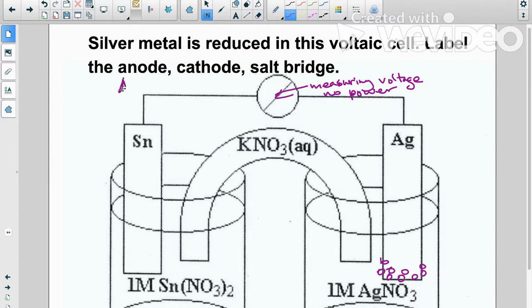So first of all, remember our nice mnemonic: An Ox, Red Cat. Since Ag is getting reduced, this is the cathode, and our other electrode must be the anode, where oxidation is occurring of the tin, the Sn electrode there. And then our salt bridge, that's this thing in the middle, right there, that connects the two half cells.